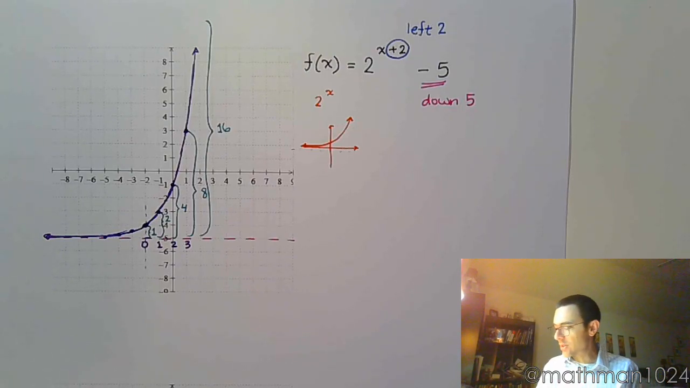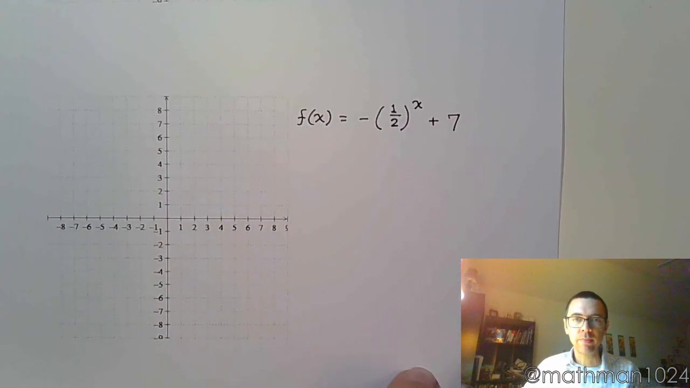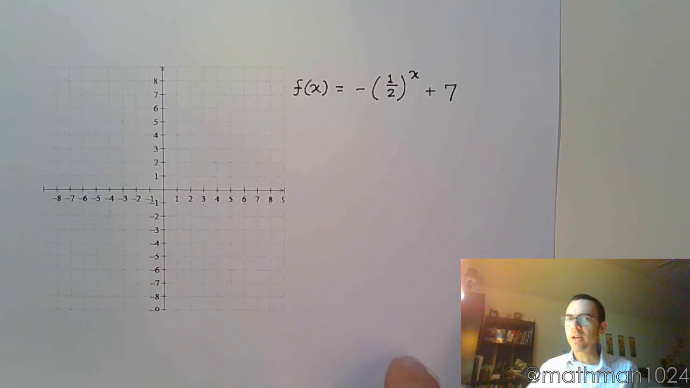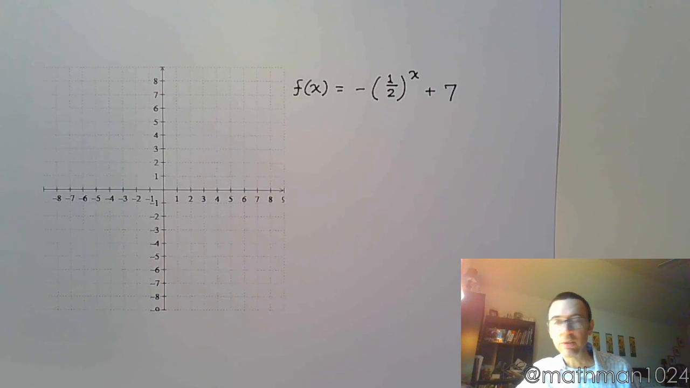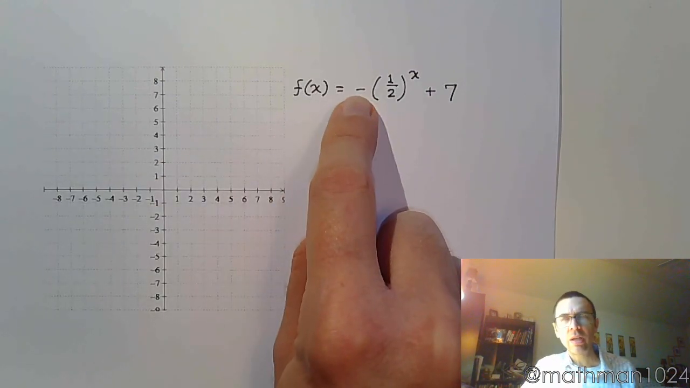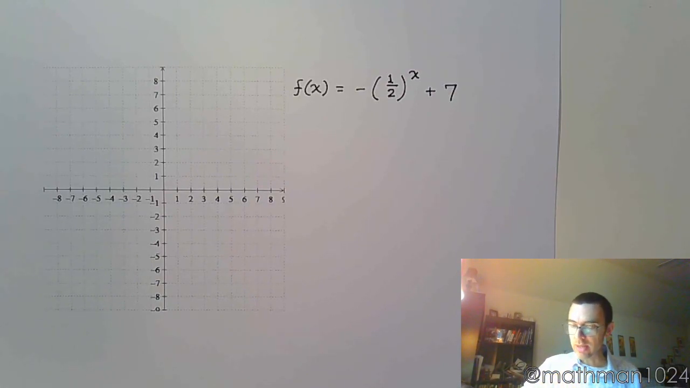Now let's take a look at this next one. In this next graph, we've got a couple of things going on here. We've got the 1/2 as the base. So in the last video, we showed how a base of 1/2 is an exponential decline. But wait, there's a negative here, right? What did a negative mean when we graphed before? Well, a negative would mean that we would reflect across the x-axis.